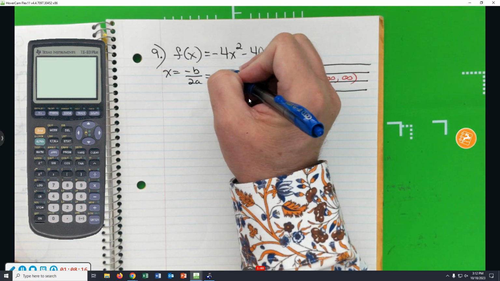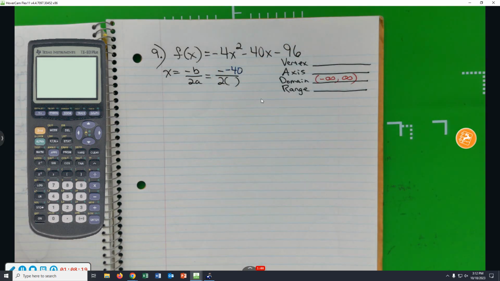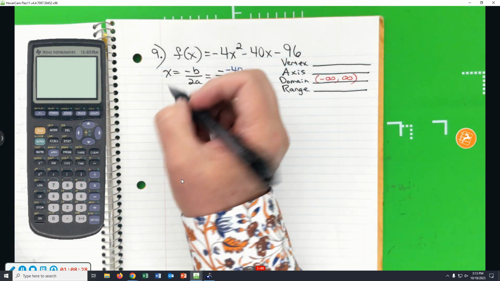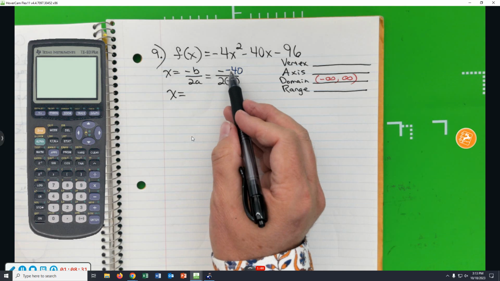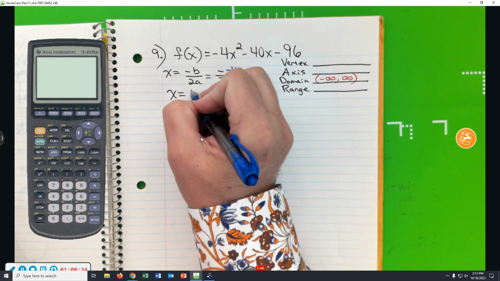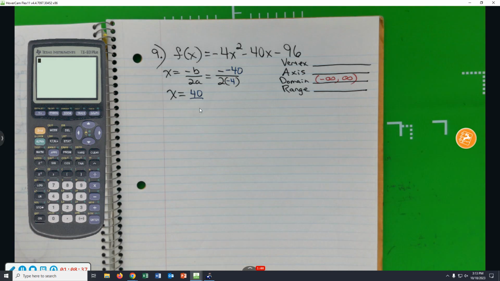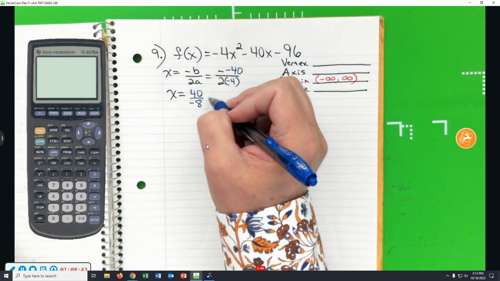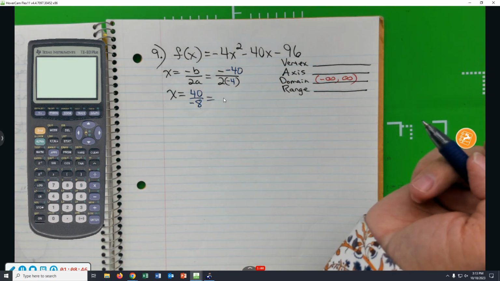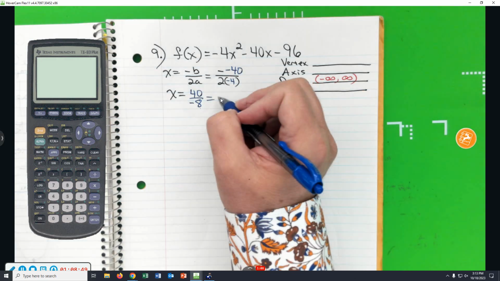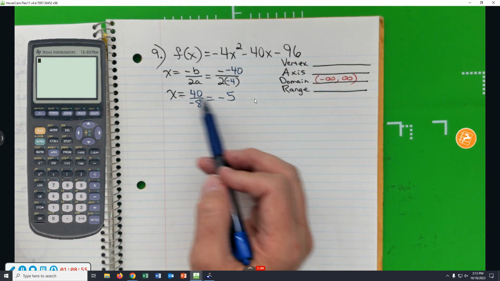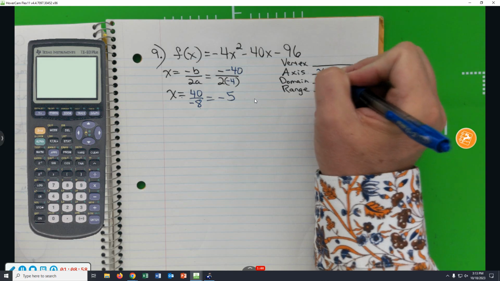Negative 40. And what's a? Negative 4. Watch out for all those negatives there. The opposite of negative 40 becomes a positive 40. What have we got in the denominator? Negative 8. 40 divided by negative 8 gives me negative 5. So there's my vertex. I mean, not my vertex, my axis.